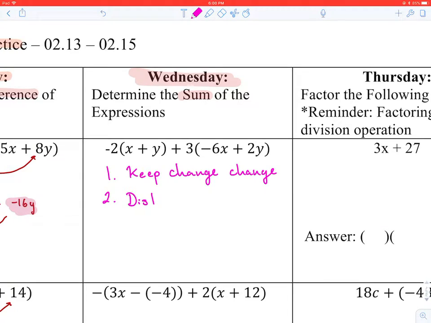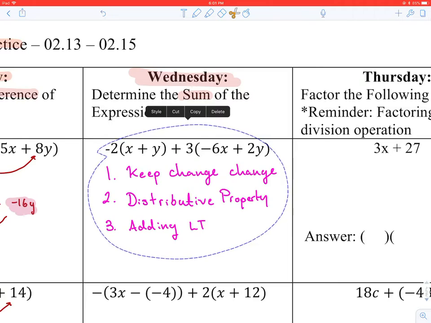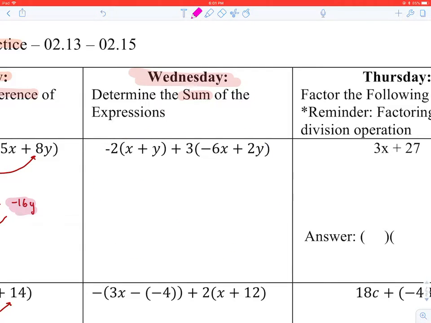Step 2 is going to be to check for the distributive property. Not all problems are going to require the distributive property, but if they do, we'll need to do that before we finish it up with our last step of adding our like terms. So those are the 3 steps that we're going to take in order to solve these out. Maybe write that down somewhere on your paper.